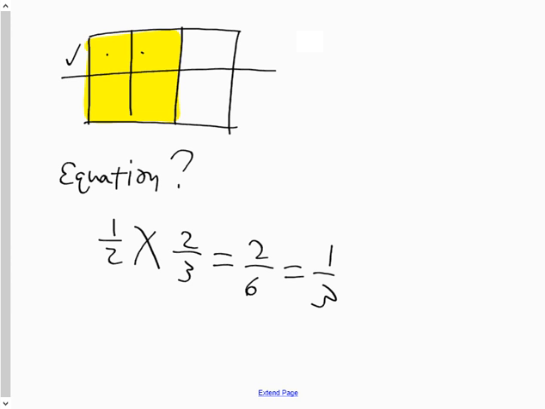The same thing here, I would get 2 parts out of 1, 2, 3, 4, 5, 6. So 2/6 is your answer, or 1/3.